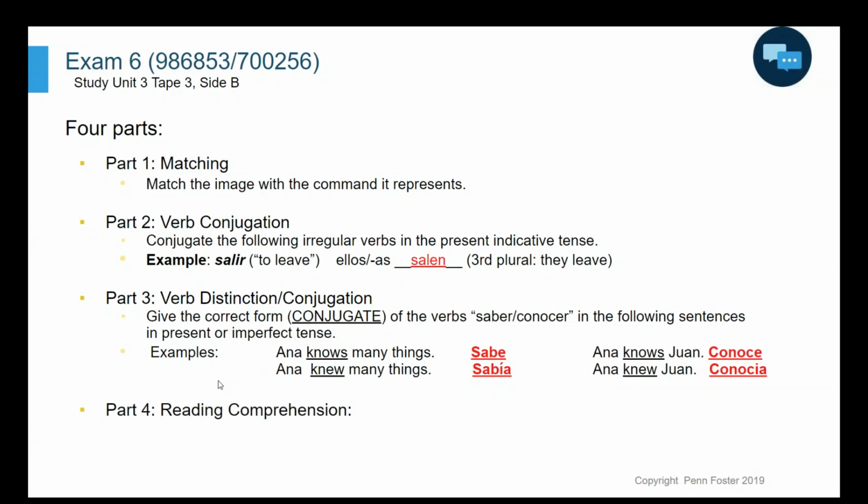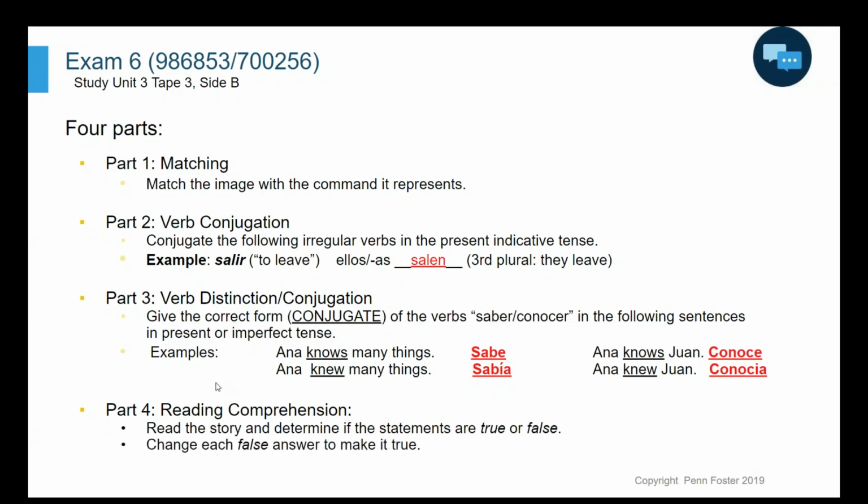And then the final section of the exam is reading comprehension again, although this time you'll be answering true or false to the statements that you're reading on that exam for the story. Now, anytime you do have a false answer, you do want to make sure you correct it to make it true, just so that you earn full credit.